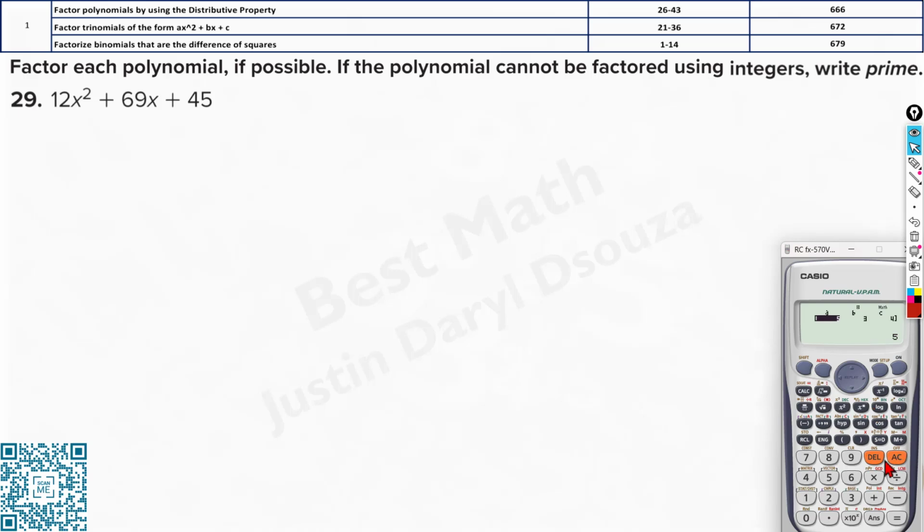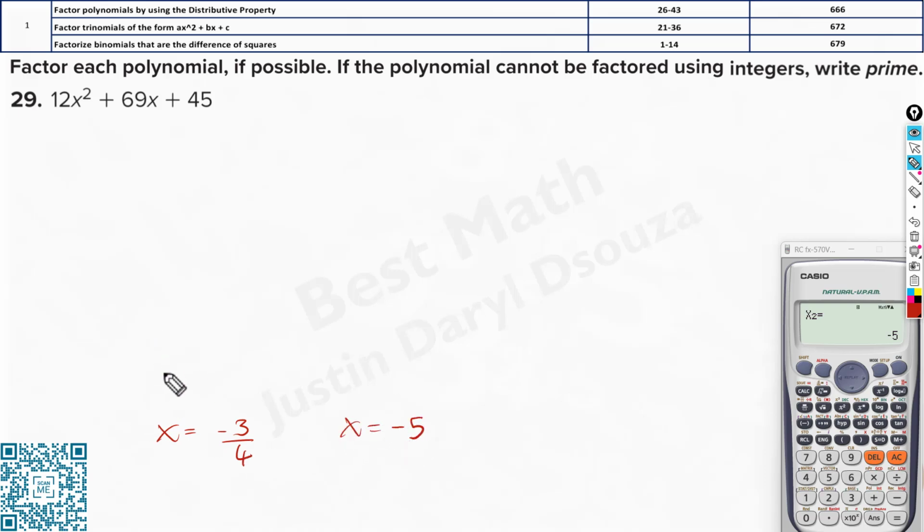Let's try the next one. It'll be 12, 69, and 45. Okay, now we have factors. So let's start writing it. X is equal to negative 3 by 4. And then what is the next factor? X is equal to negative 5.